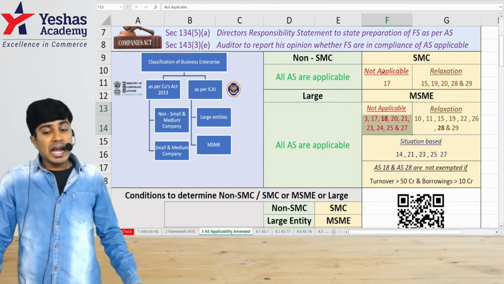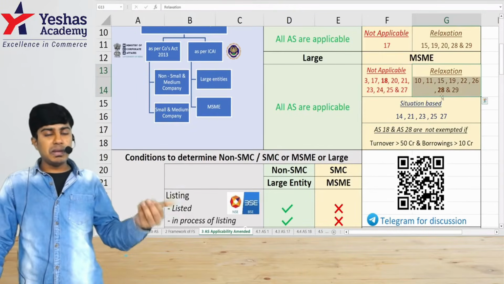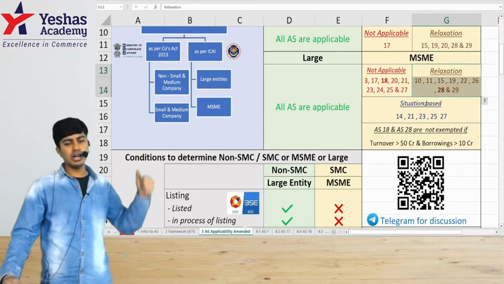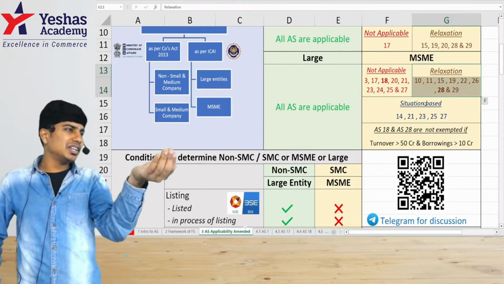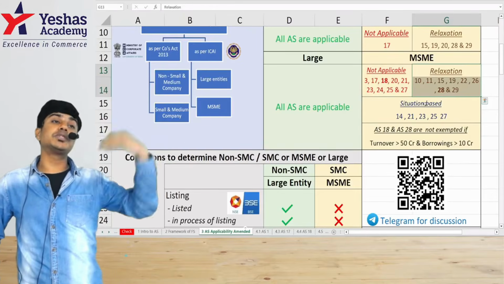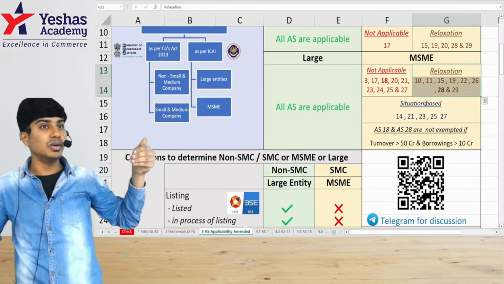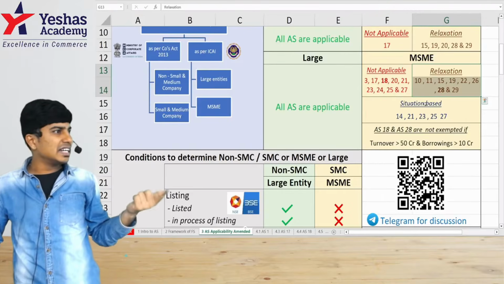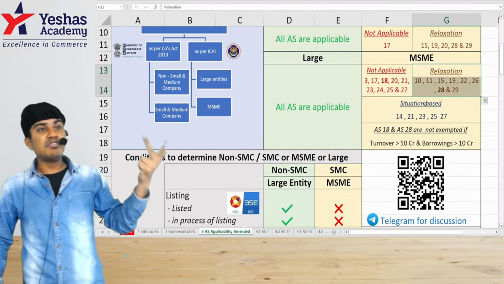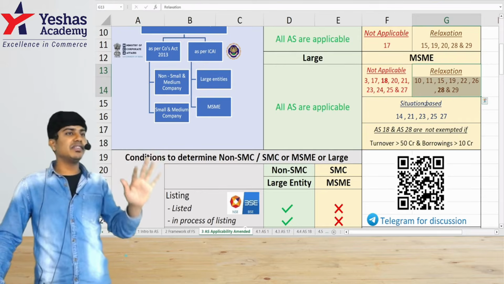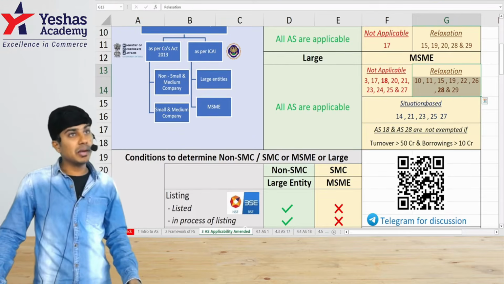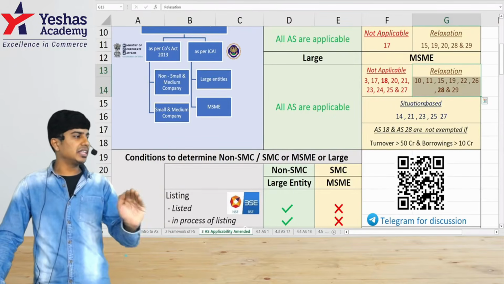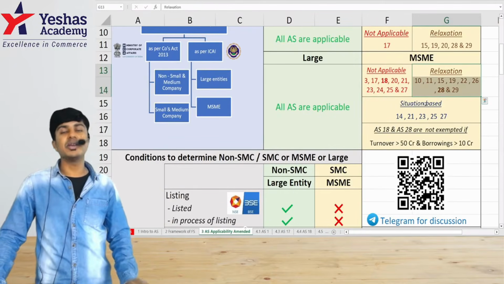That way. And relaxation, meaning the standard is applicable with some paragraphs not being applicable. This kind of provision is there for AS 10 PPE, or say AS 10 LA, we do discounting of the expected cost of removal of the asset. No, that provision is not applicable if it is a small entity. Certain parts of 11 are not applicable. 15, 19, 22, 26, 28, 29 are also not applicable completely. It's partly applicable, meaning the standard is applicable, but there are relaxations with regard to some paragraphs.